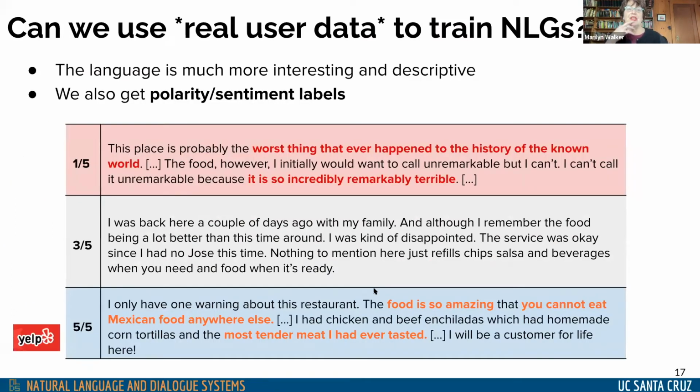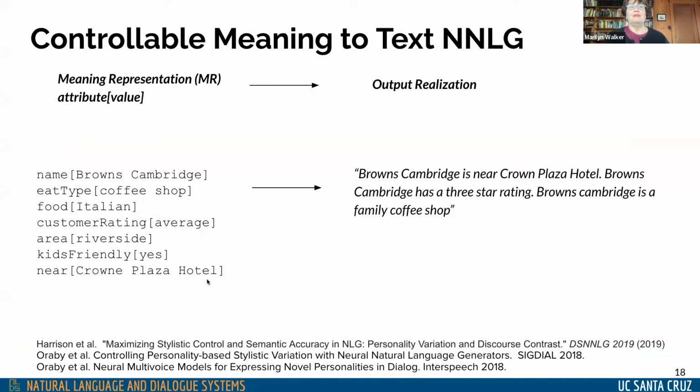So the question that this work asks is, can we use this real user-generated content to train a neural NLG engine? And one of our prime motivations is to avoid crowdsourcing data, but also we're really interested in the fact that this language is much more interesting and descriptive. And also crowdsourced data comes with user ratings, which can be used as sentiment labels for the data, like in many other corpora, like the IMDb movies corpora or Amazon reviews.